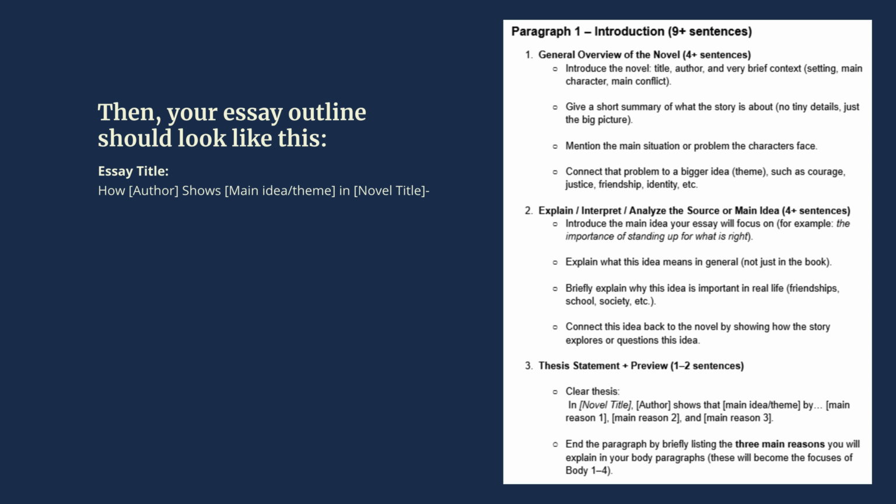Basically, your general overview of the novel is the first part of your introduction. The second part of your introduction is to explain, interpret, and analyze the source or main idea, and then to provide the thesis statement. So that's broken down into those 3 sections per paragraph. And then you would have your body paragraphs 1, 2, 3, and 4.